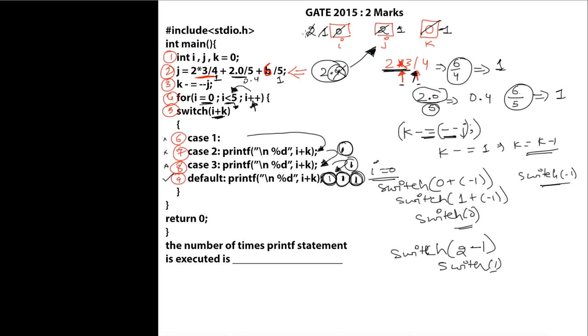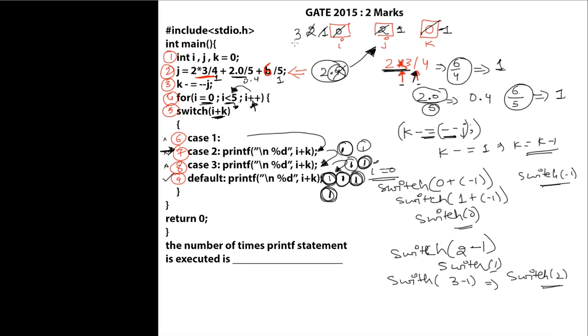The value of I will become 3. So when the value of I is 3, in this switch statement we are going to get switch 3 minus 1, which is going to give me switch 2. So when we get switch 2, we are going to execute case number 2. In this case number 2 we are going to execute this printf statement one time, then again we are going to execute case number 3 one time, and then again the default case one time.